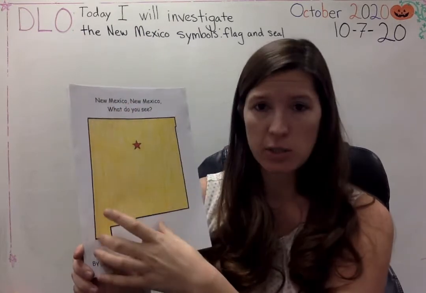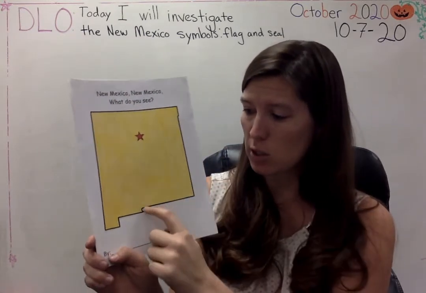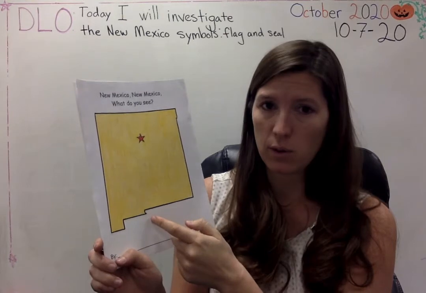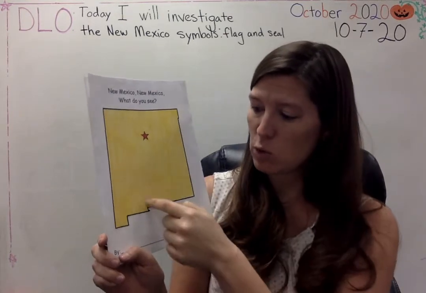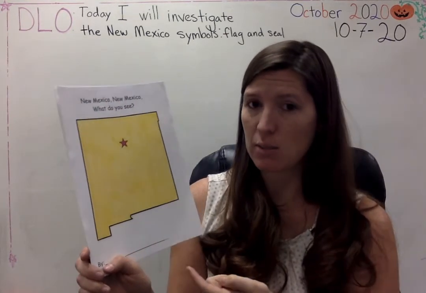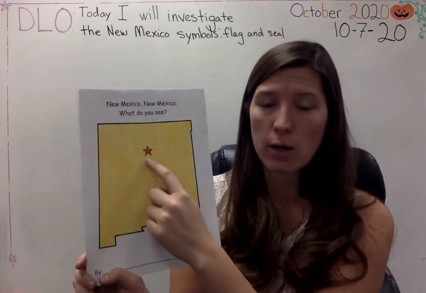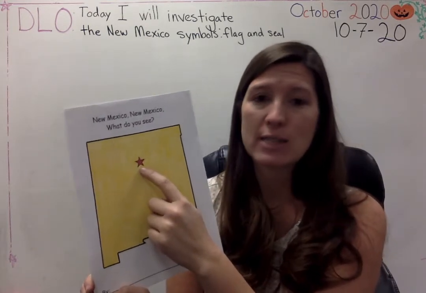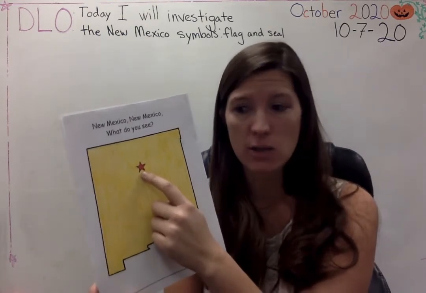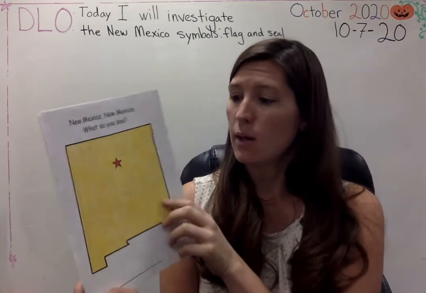So here's our state, New Mexico. It has lots of straight edges, and then there's a little curve down here because of the Rio Grande River that leaves New Mexico and heads on into Texas and Mexico. There's a star here. The star represents our state capital, which is called Santa Fe. So maybe you've been to Santa Fe.